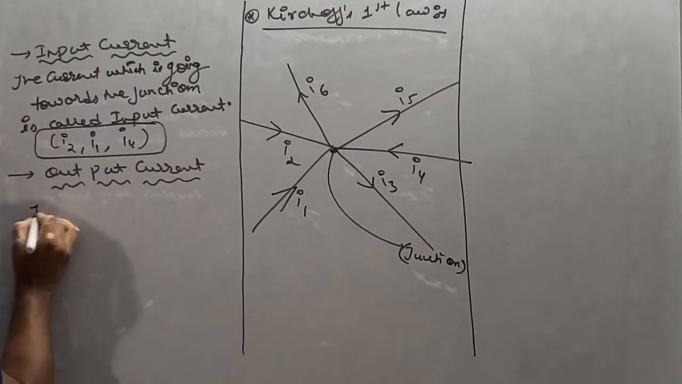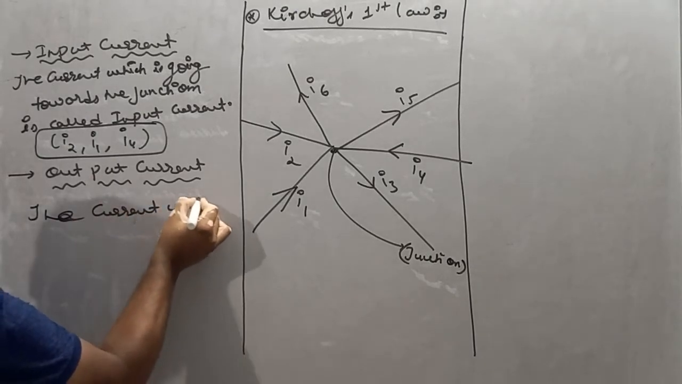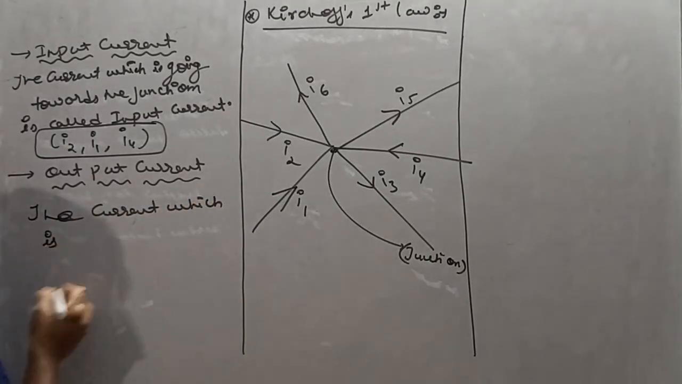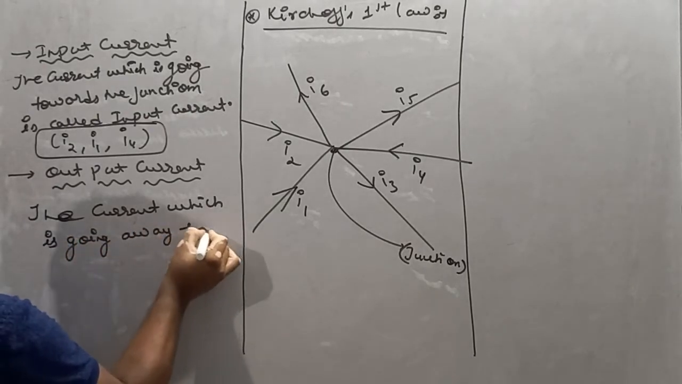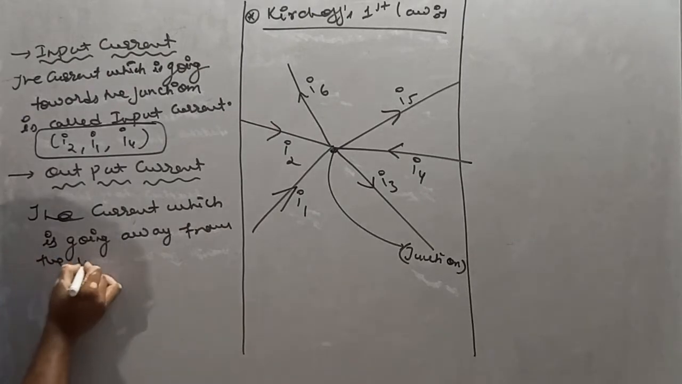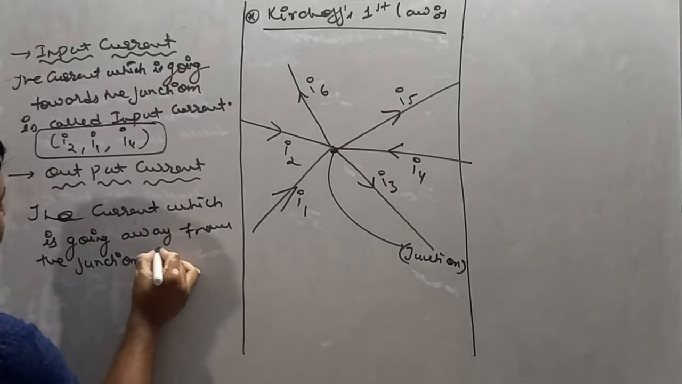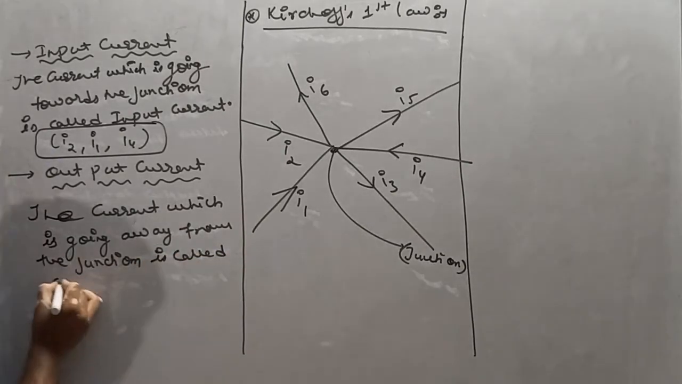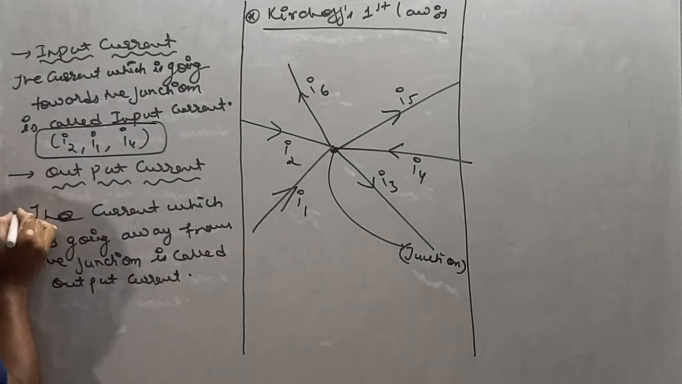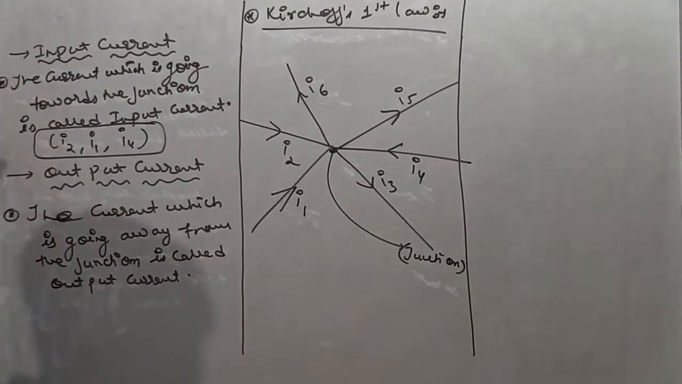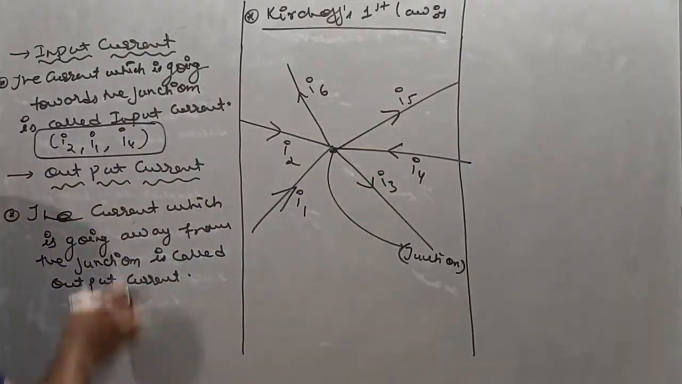So I'll write here: the current which is going away from the junction is called output current. So remember this thing, my dear student, the current which is going away from the junction is said to be, dear student, output current.